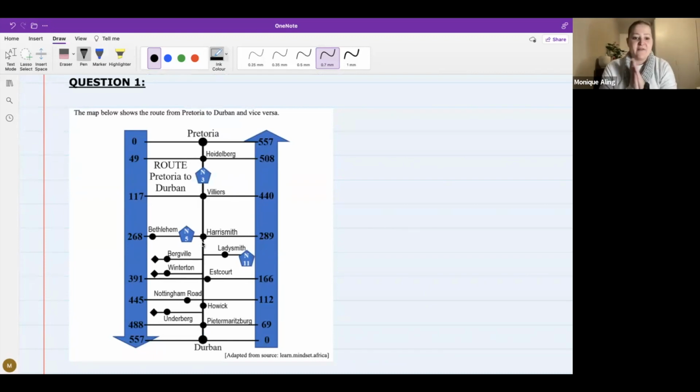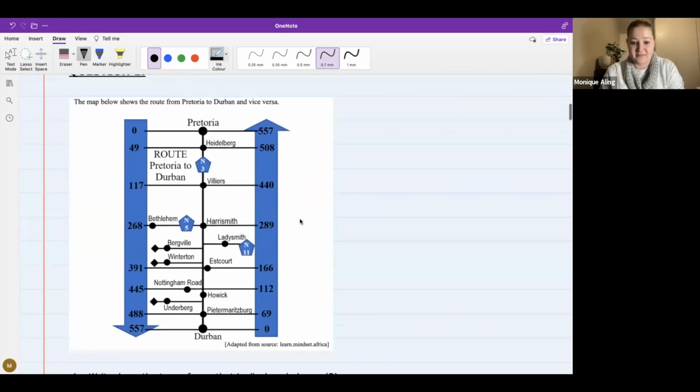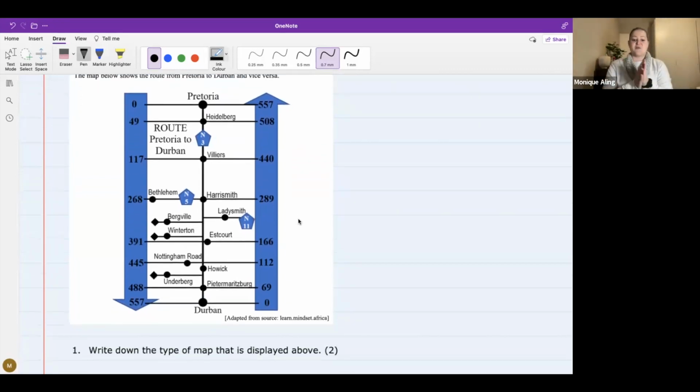We have a map. It says the map below shows the route from Pretoria to Durban and vice versa. Okay, the first question asks, write down the type of map that is displayed above. Who can tell me what kind of map we're looking at? It's a very common type of map that is asked in the final papers. Anybody got an answer for me? What kind of map are we looking at?